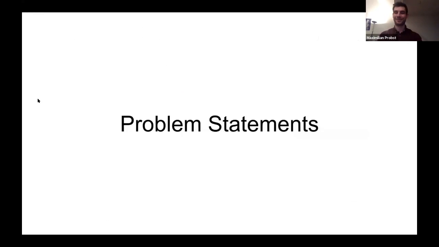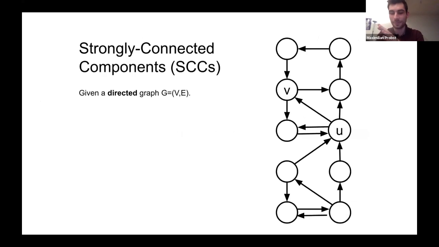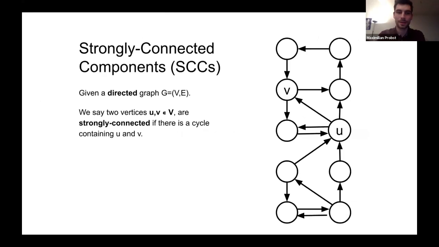And in this talk, we will address the problem of SSSP deterministically in directed graphs. But I will go over the problem statements briefly. So we have two problems that I'm going to mention. First, the strongly connected component problem. In the static setting, you're given a graph G, the one on the right-hand side, for example. And you have two vertices there. And if these two vertices are on a common cycle in that graph, then you call them strongly connected.